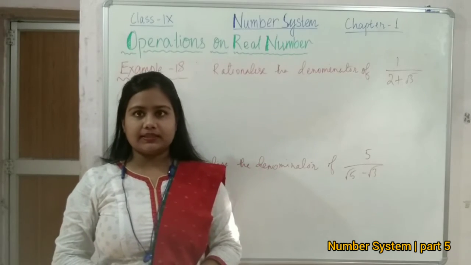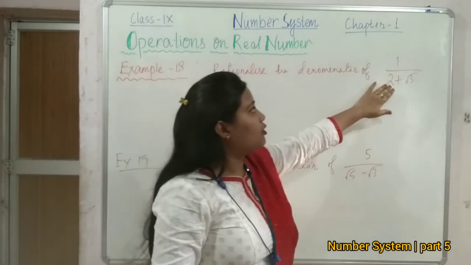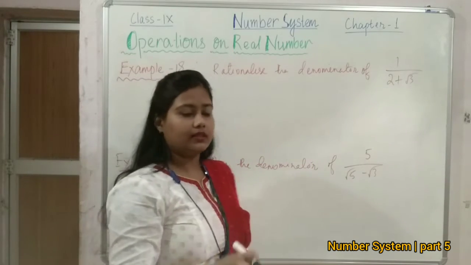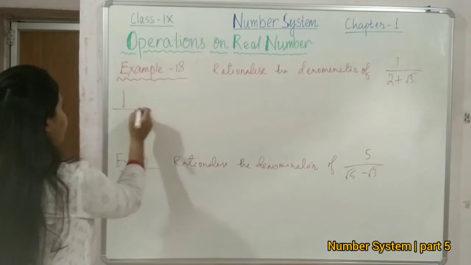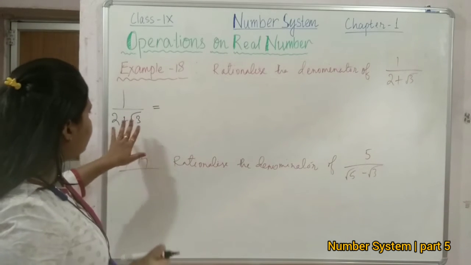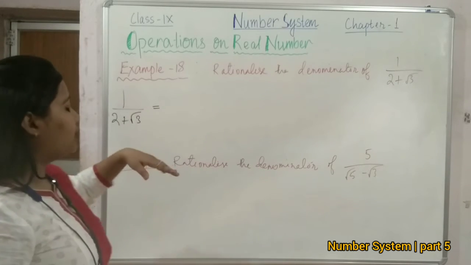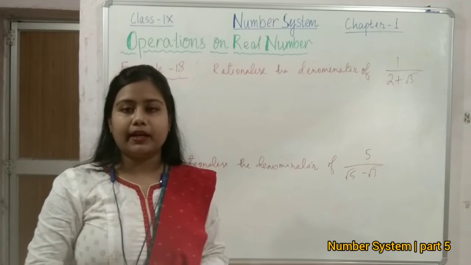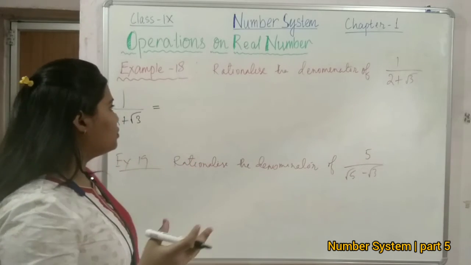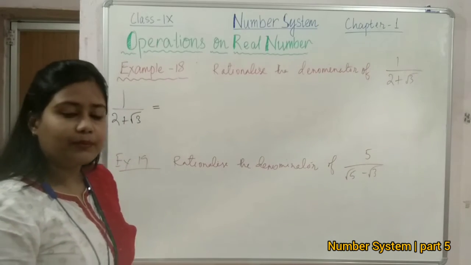Now let us discuss example 18. Here we need to rationalize the denominator of this expression, and for that let us start by writing the same expression again. We need to rationalize the denominator part. Here it is given 2 plus root 3. We need to think of which identity we can use to rationalize the denominator. As we know, the fourth identity will be exactly appropriate for this one.